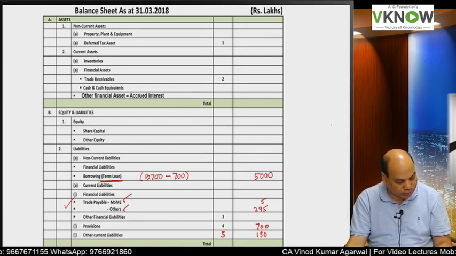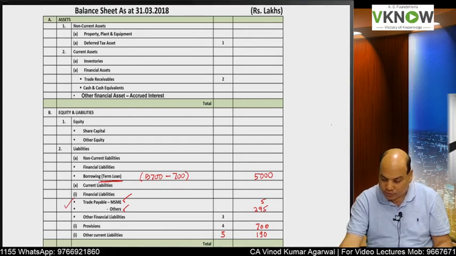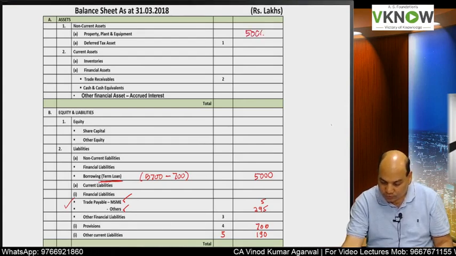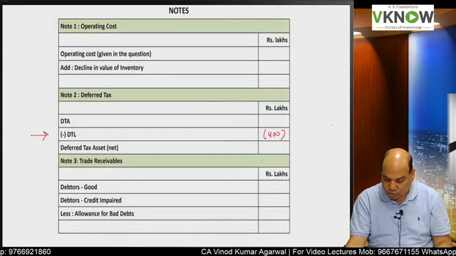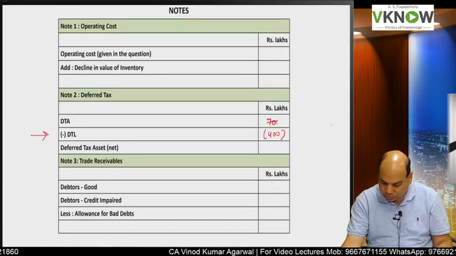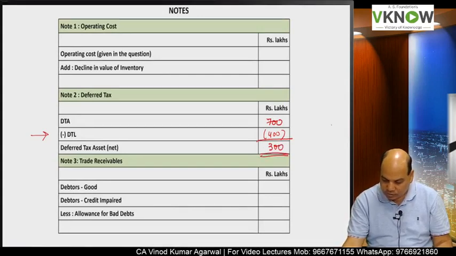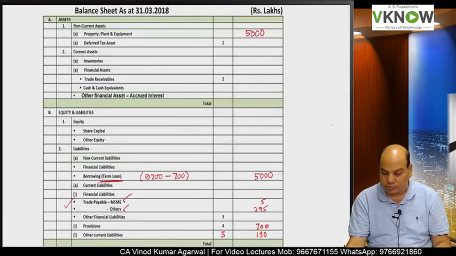Back to your question. Asset side, property, plant, equipment, no adjustment, 5000. Deferred tax asset, we have a note number 2 in our answer. How much? 700. So deferred tax asset net will be 300.